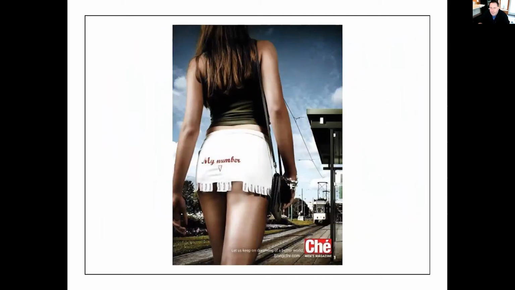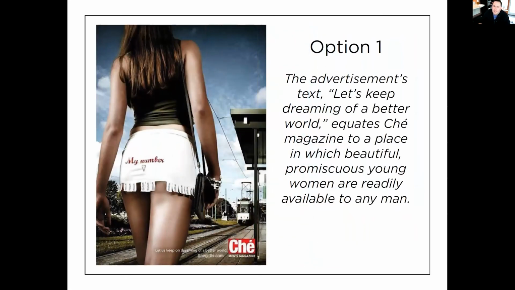This ad I don't really care for, but it's going to show you how not to do certain ads. All right, this particular ad is for Chi Magazine. Let us keep dreaming of a better world. Don't know what that means, but here are some options. The advertisement's text, let's keep dreaming of a better world, equates Chi Magazine to a place in which beautiful, promiscuous young women are readily available to any man.